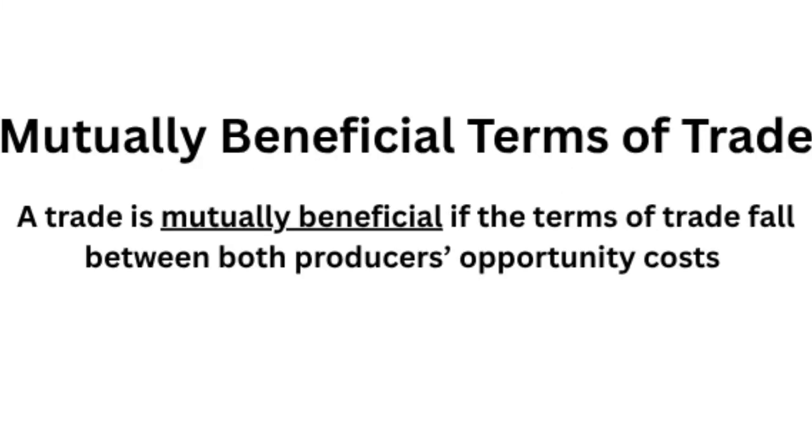Now for the last topic, mutually beneficial terms of trade. When two people or countries or firms specialize based on their comparative advantage, who has the lower opportunity cost, they can trade to make each other better off. But there's a rule. The terms of trade must be between the two opportunity costs for it to benefit both sides, which is called the mutually beneficial range.